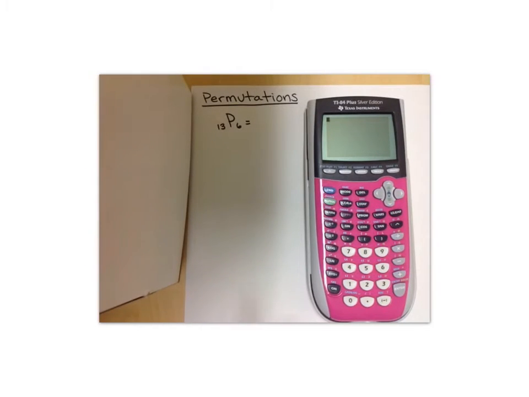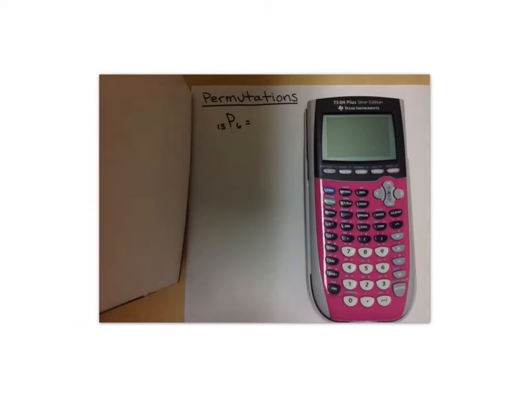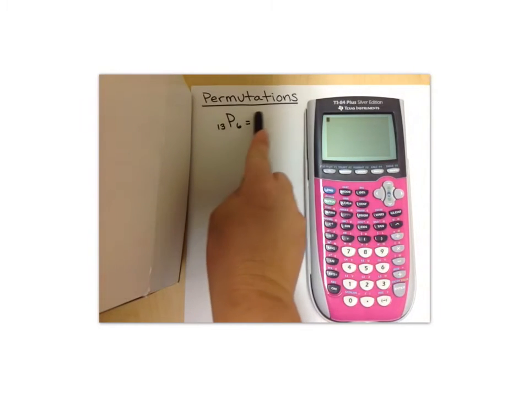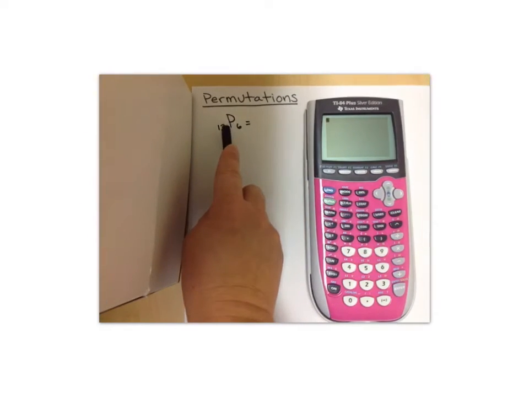In this video tutorial, I'm going to talk about permutation when order matters. So in this example, my n value is 13. So I have 13 objects, and I'm choosing 6 of them to pick from. And again, order does matter.